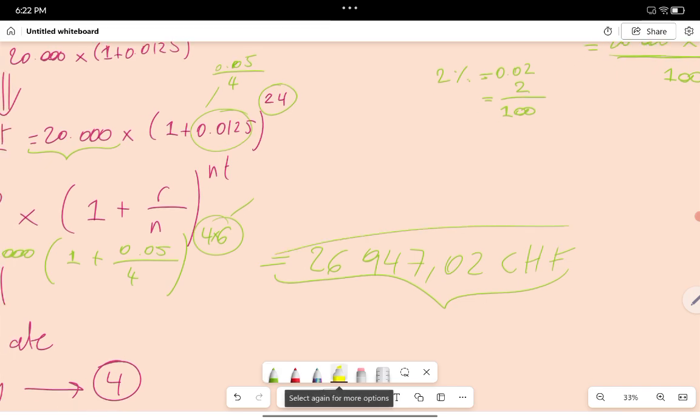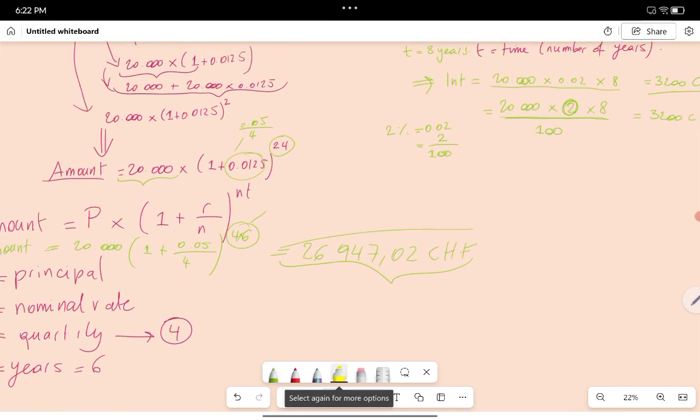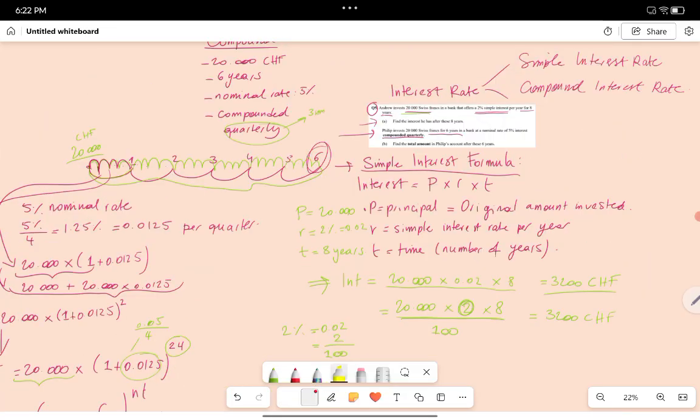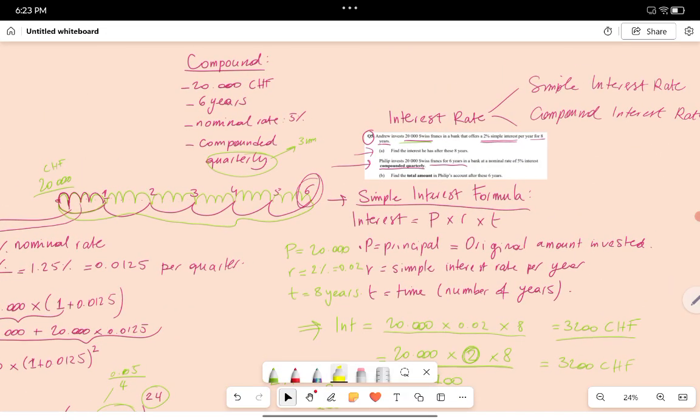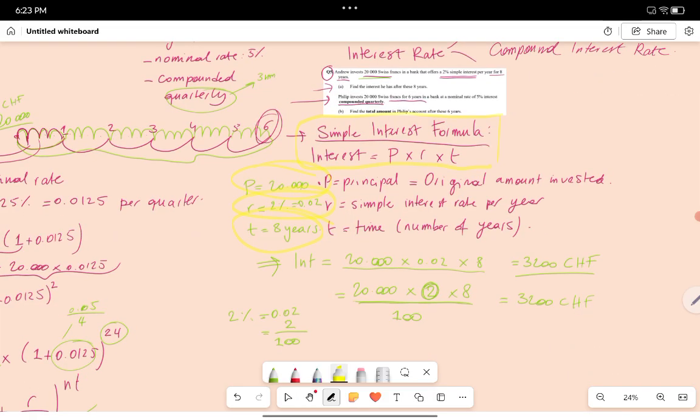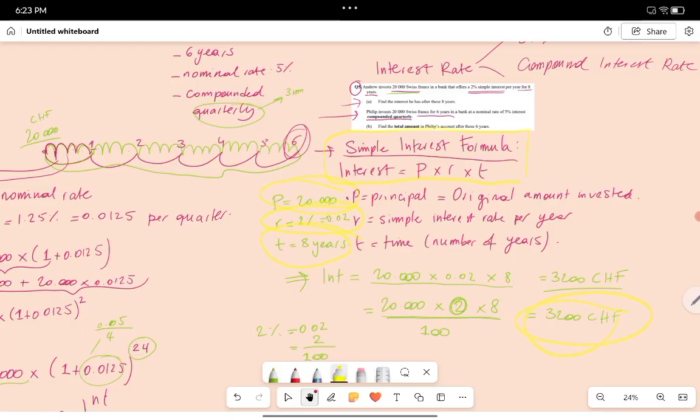So a little recap, guys. This is a question about interest rates. If they ask for simple interest rates, you simply use this formula. So we have the principal, that was 20,000. We've got the simple interest rate, 2%, and the number of years. So that is easy. We get 3,200. That is the interest he has after these 8 years.